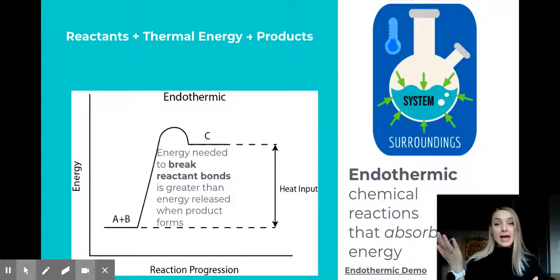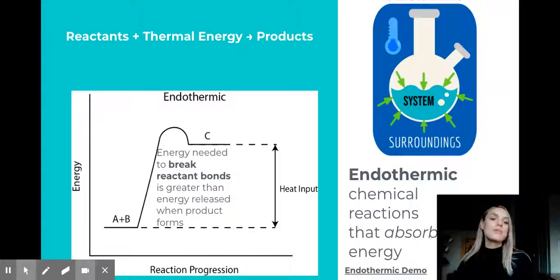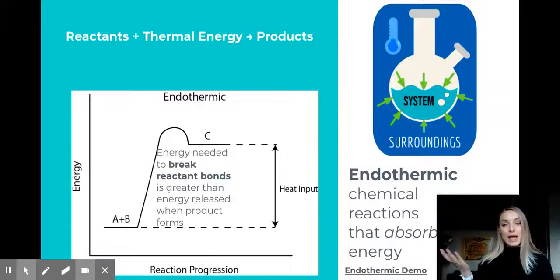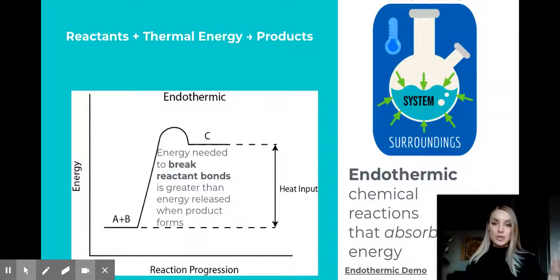And so when we look at an overall, not a formal chemical equation like we did last week, we're going to keep working with those, so don't forget about those. But if you were to look at a very general equation of how an endothermic reaction happens, we would have our reactants plus thermal energy yields our products. In an endothermic reaction, the energy needed to break the bonds in the reactants is greater than the energy released when the product is formed.